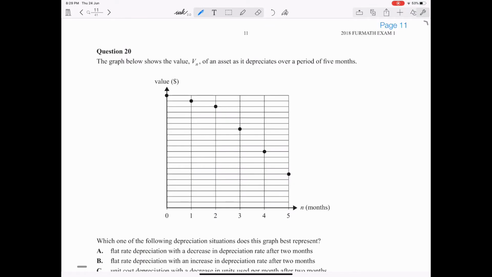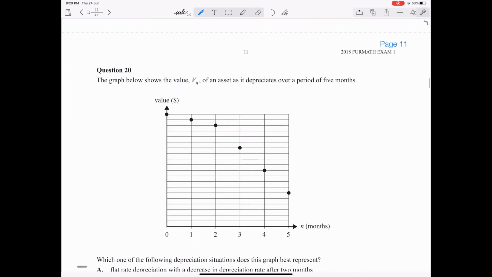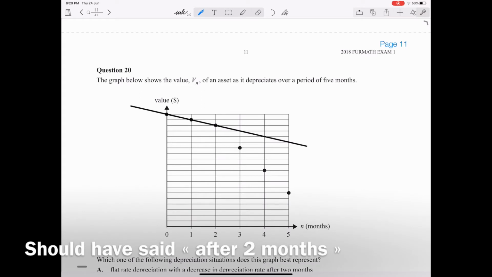Question 20. The graph below shows the value Vn of an asset as it depreciates over a period of 5 months. Which one of the following depreciation situations does this graph best represent? So initially the graph appears to show flat rate depreciation because it's decreasing by the same amount for the first 2 months. So if we draw a line like that, we can see that flat rate depreciation is being used because the value of the asset depreciates by the same amount for the first 2 months.